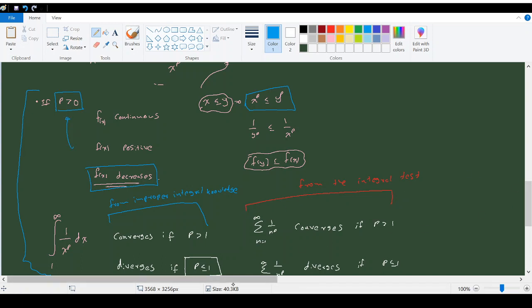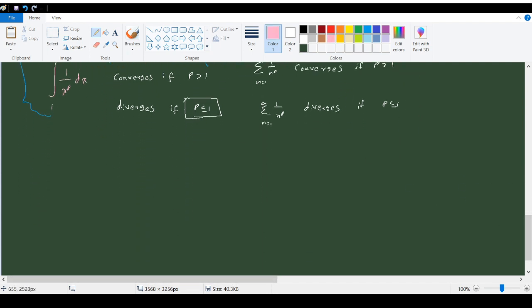So how about the other case? What if p is equal to 0, what will happen? When p is equal to 0, our sigma notation will be equal to the sum from n equals 1 to infinity of 1 over n to the power 0, right? So that means it will be equal to the sum from n equals 1 of 1, right?